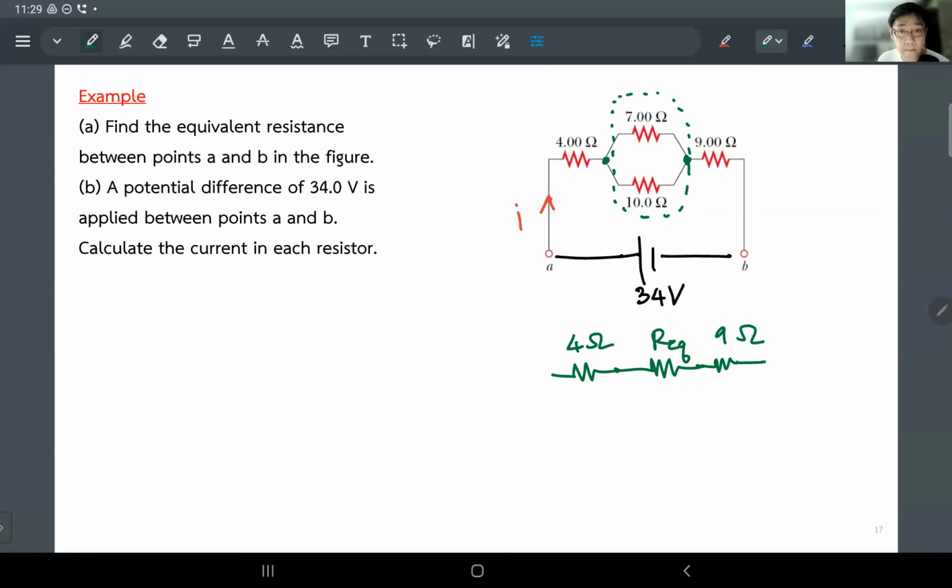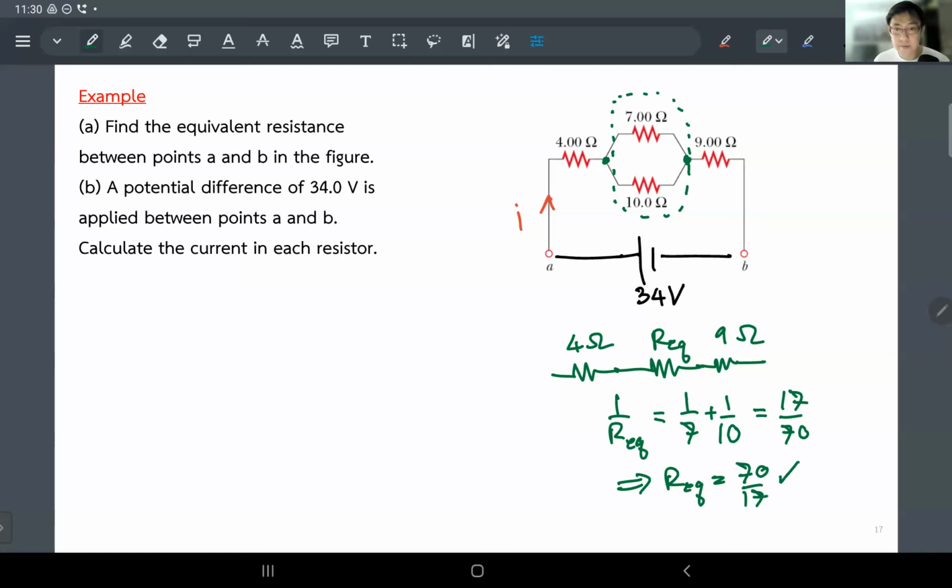You guys with me? Because these two in the middle are connected in parallel, that R equivalent must be found from the reciprocal sum expression. So it's going to be 1 over 7 plus 1 over 10, which is 17 over 70. And that leads you to an R equivalent of 70 over 17. Cool? Done. Now, move on.